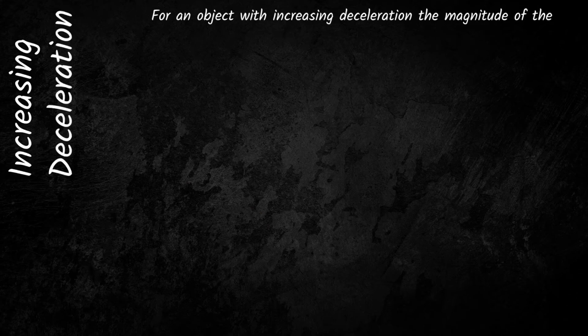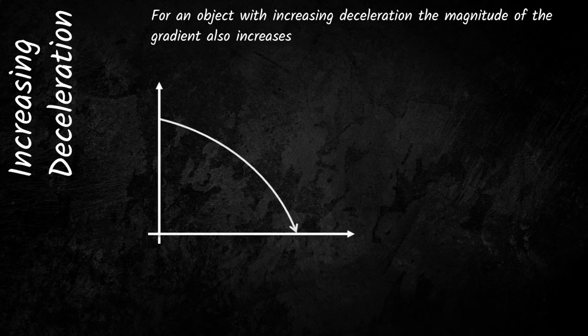Let's talk about increasing deceleration. For an object with increasing deceleration, the magnitude of the gradient must also increase. Now, at this point, you need to understand a couple of things. Number one, deceleration means that your gradient is negative. And number two, deceleration means that your velocity is decreasing. So your graph is going to look something like this. It's going to curve downwards. But this time around, at point A, you have the gradient minus 2, and at point B, you have the gradient minus 5.